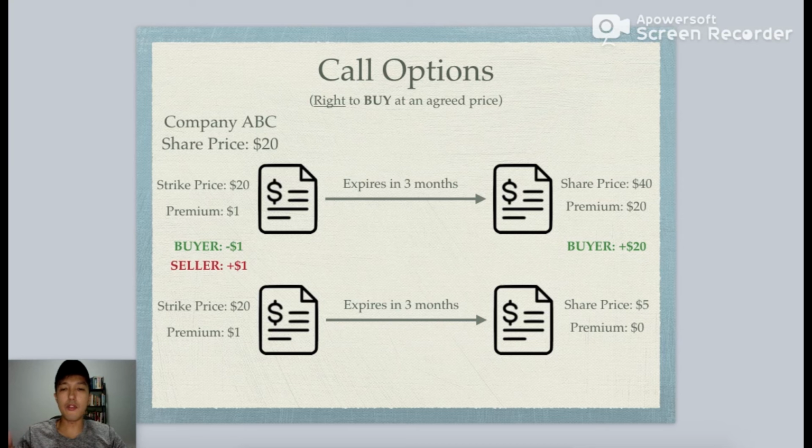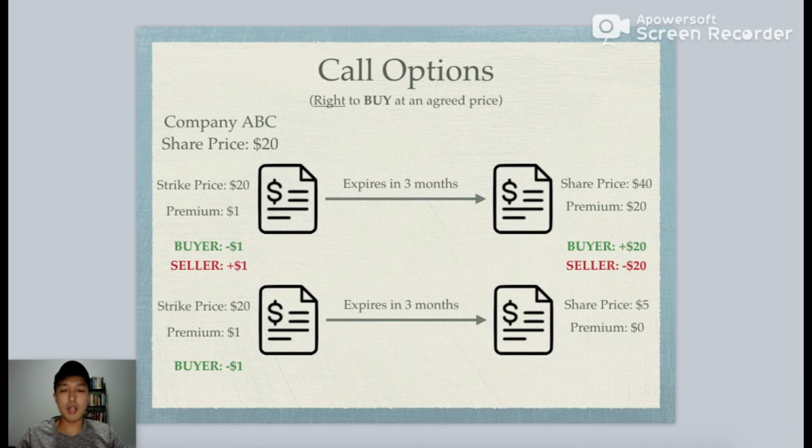The seller has collected $1 because the buyer paid you $1 upfront. But when the share price went up to $40, you will be required to pay the buyer $20. So overall, you have to pay out $20, but you collected $1 upfront 3 months ago, so net you have lost $19. Get it?